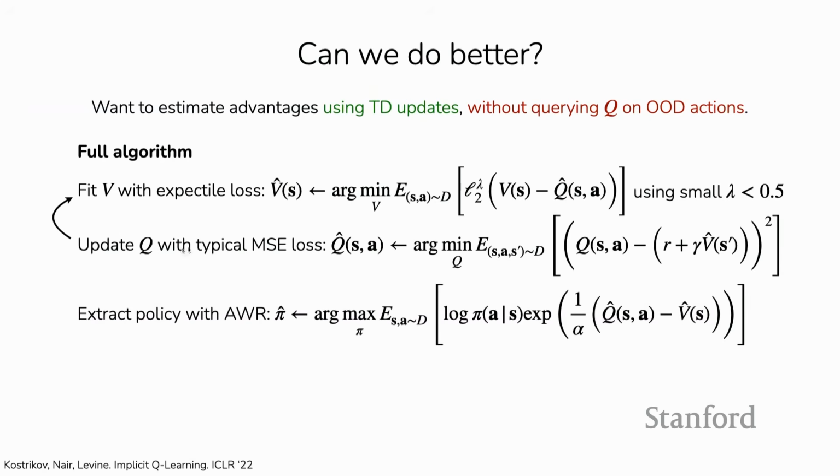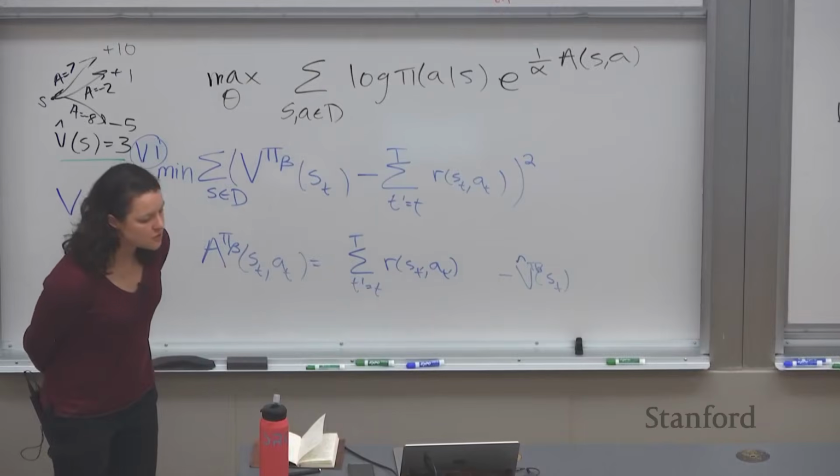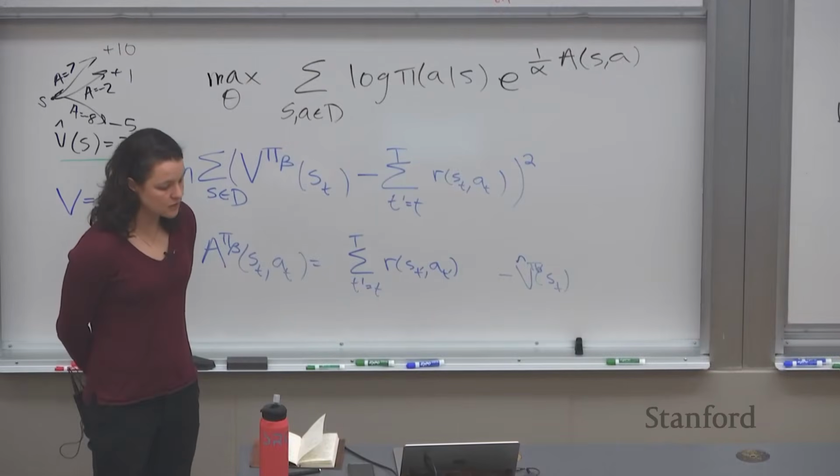And then once we have our Q function and value function, then we can estimate the advantage as Q minus V and use the same kind of AWR method to get a policy where we're weighting the likelihoods by the exponentiated Q minus V. Yeah, so the question is, will we be overestimating the value in this case?